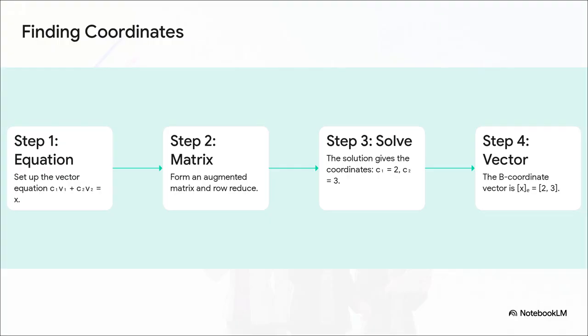So how do we actually find these coordinates? Well, it's a process you're probably already familiar with. First, you set up a simple vector equation. Then, you can represent that as an augmented matrix. You row reduce it, and boom, the solution gives you your unique weights. In this case, they're 2 and 3. And there you have it, the coordinate vector relative to our basis B.